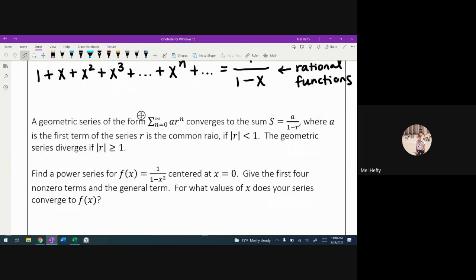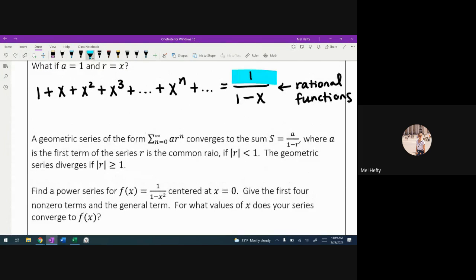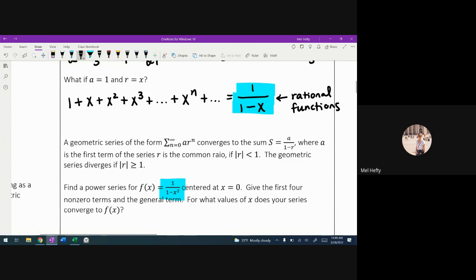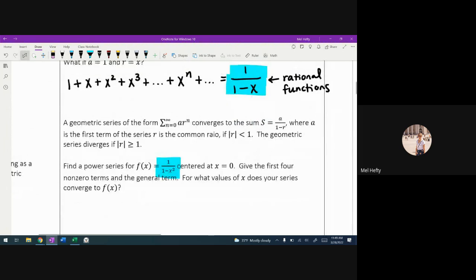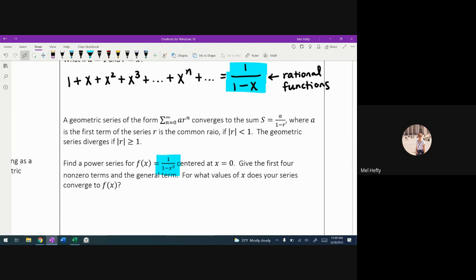So looking at this, I want to scroll down to this question right here, where we're going to find a power series for f of x equals 1 over 1 minus x squared. Now I want you to look at this series here and this series here and tell me how I got from that one to that one using some of the things that we've done to power series so far. So how could I change this into this? All right, I could essentially plug in x squared where x is. So my r is now going to be x squared, yes?